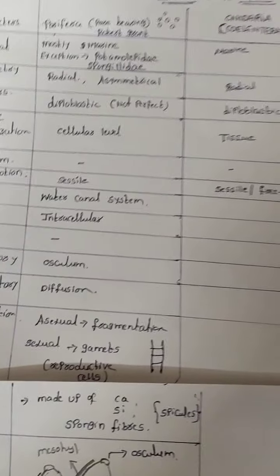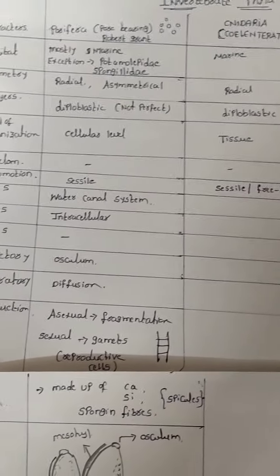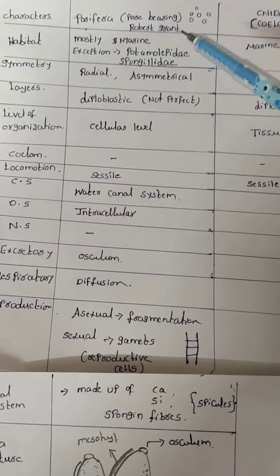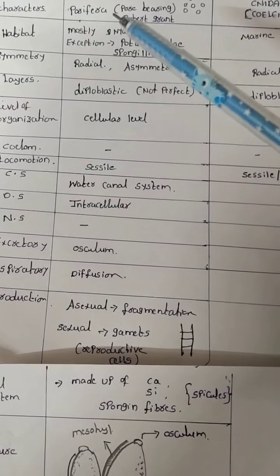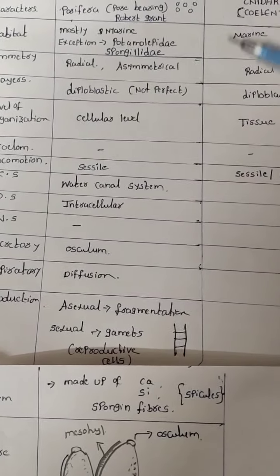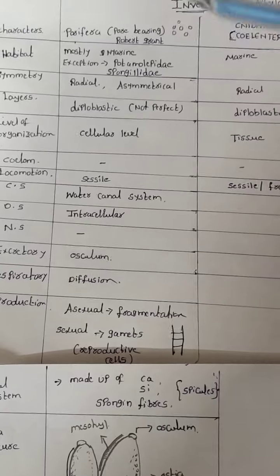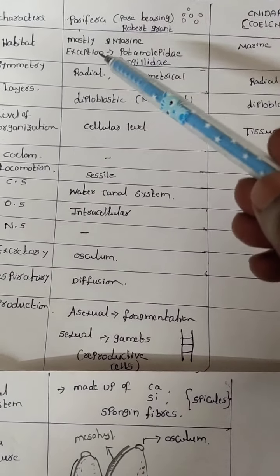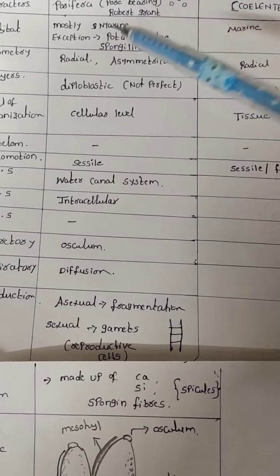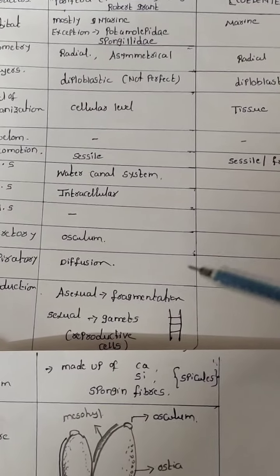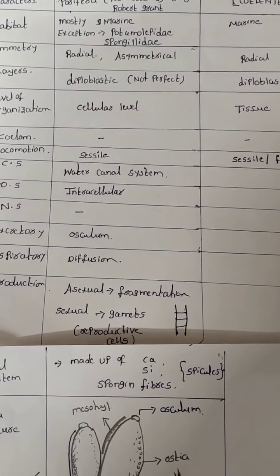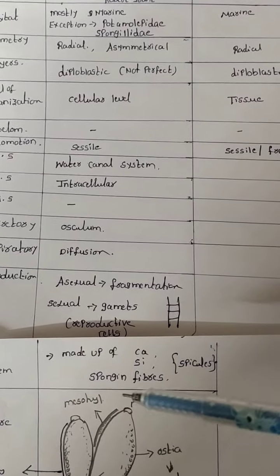Keep in mind, you can go through it blindly. See, first we go for the Porifera, the habitat, where the organism is living. The first statement: Porifera is mostly what type of habitat? Marine water, that is salt water. That's why it is mostly present in the seas and oceans.